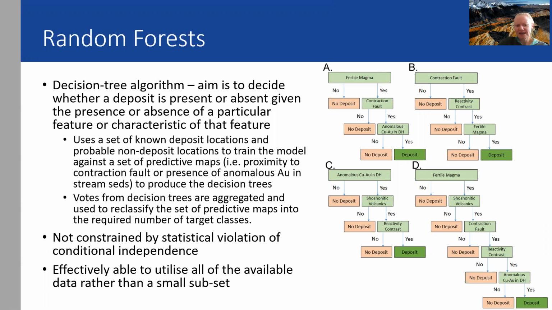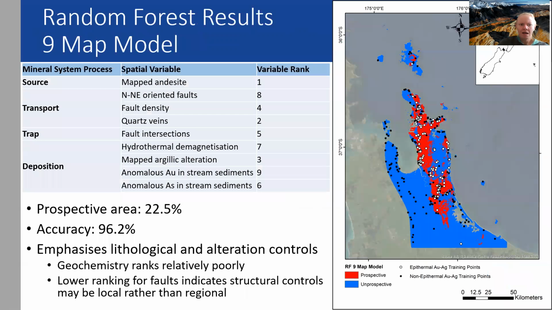Now, random forests aren't constrained by the same conditional independence issue that the weights of evidence method has. So we are able to more effectively utilise all of the available data rather than just a small subset. We can use all 33 valid predictive maps rather than just the 9 that were selected to go into the weights of evidence model. But just for comparison purposes, we did run the random forest with just the same 9 predictive maps, and we can see on our mineral potential map here the epithermal gold training points, but I've also plotted up the non-deposit training points that were used in training and classifying the random forests.